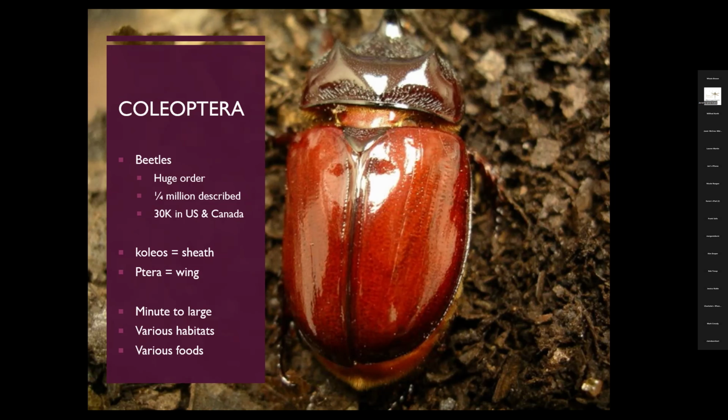And beetles are very, very diverse in the habitats that they're in, the foods that they consume, and in the size and colors and shapes that they have. We have beetles that are the size of the head of a pin. We have beetles that are probably like 5 or 6 inches in size. It's very, very diverse.